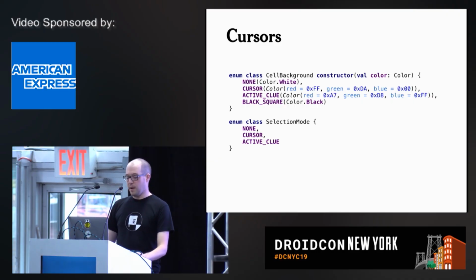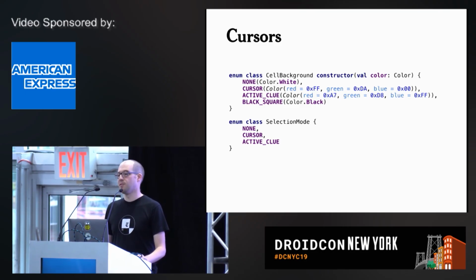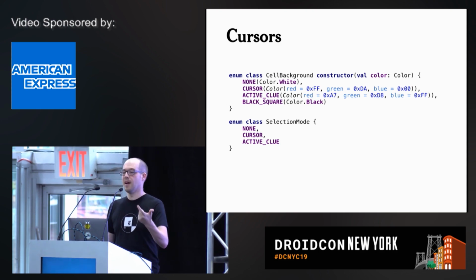So let's start by defining our colors. And I decided to do this by just taking these and wrapping them in an enum. So we have an enum for none, where we have white, we have the cursor color, the active clue color, that blue, and then black squares. And then I've also defined a selection mode type, which just decides, of those three states we just saw, no selection, cursor, and active clue.